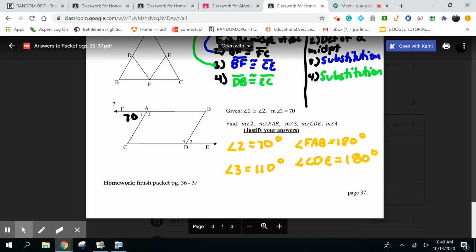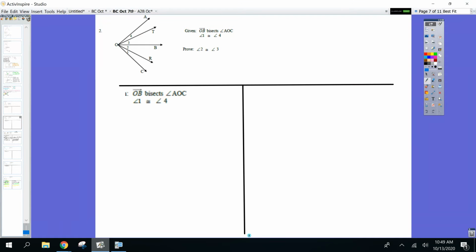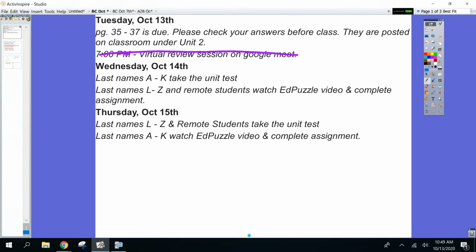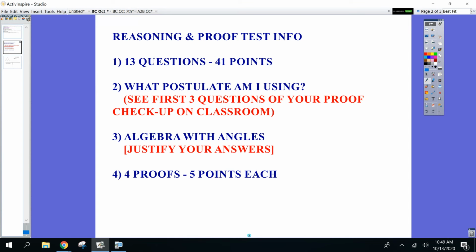Okay, kids, we ready to talk about tomorrow's test? What's the makeup? How many questions? How many points? How many proofs? What else will be on there? Let's talk. Okay, here we go. You guys want to take a picture? You can. You guys want to take a screenshot at home? Feel free. 13 questions, 41 points.